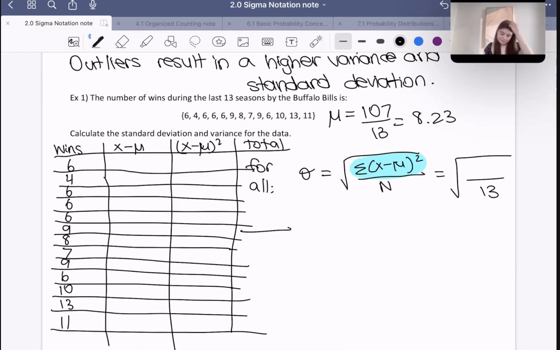So what is x minus mu? The x value is 6 in this first case, and mu we said was 8.23, so this is going to be negative 2.23. I'm going to fill that in for all the 6's because they're all going to be the same. And there's another 6 here. Awesome, already filled a bunch in. What about 4 minus mu? That is going to be negative 4.23. What about 9?